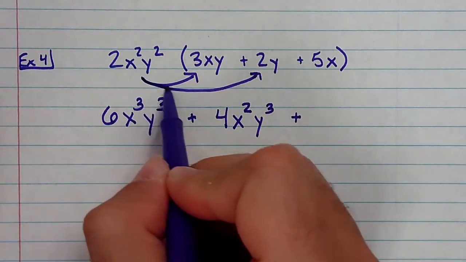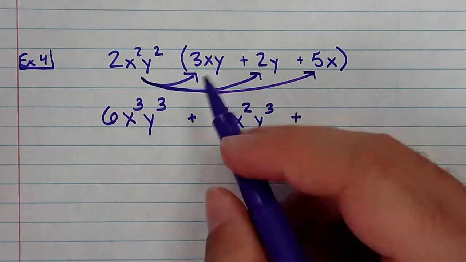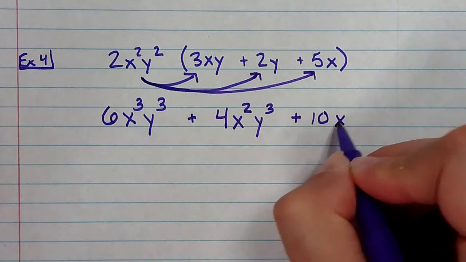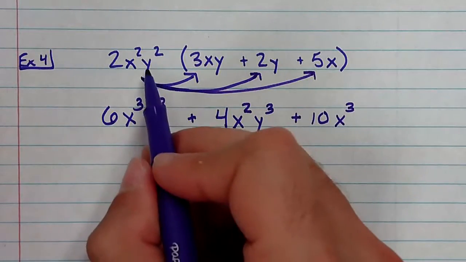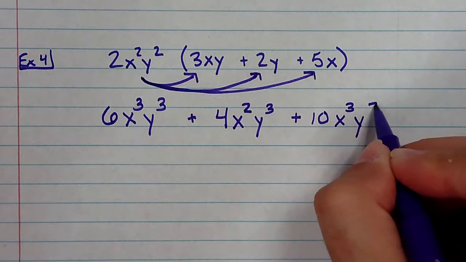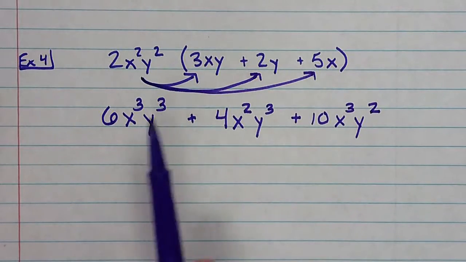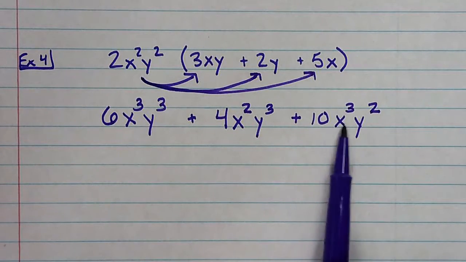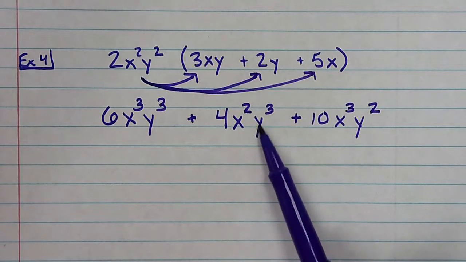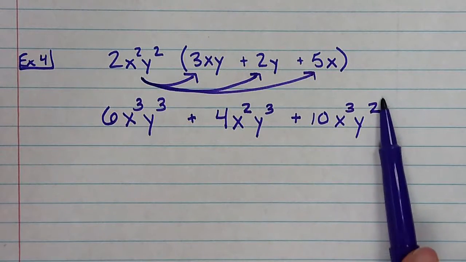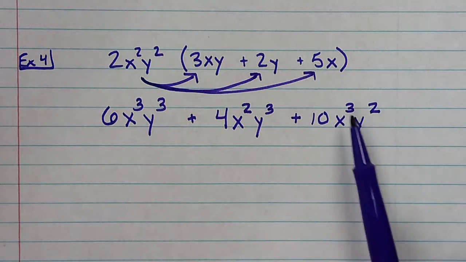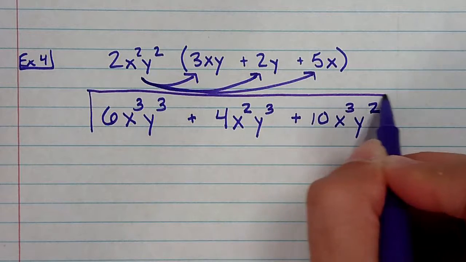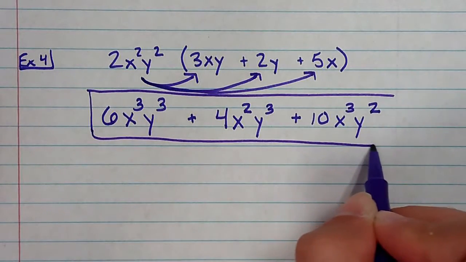Plus, final term, 2 times 5 is 10. X squared times x is x to the third. Y squared stays y squared. Nothing to combine here or simplify. X to the third and y to the third, I don't see that again. X to the second, y to the third. Although this looks the same, it's not. The exponents on the variables are different. So this would be our final answer.